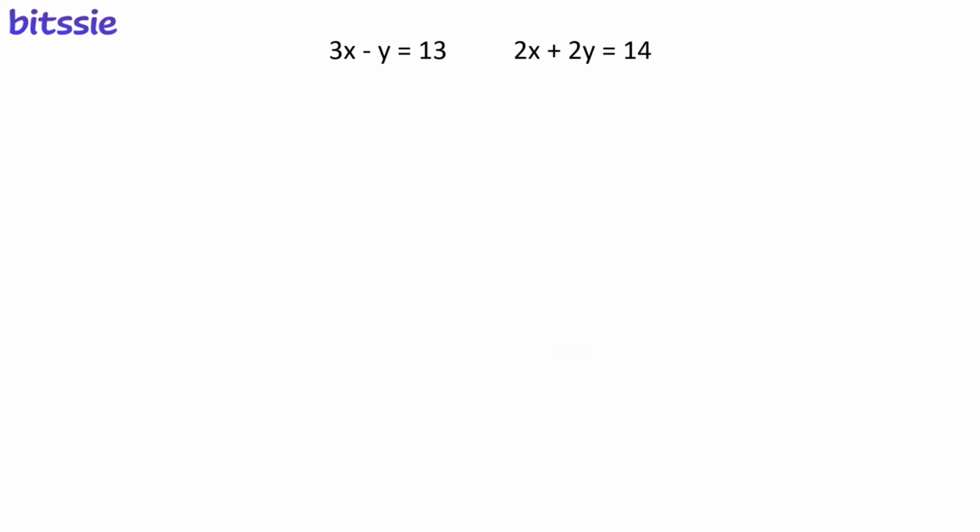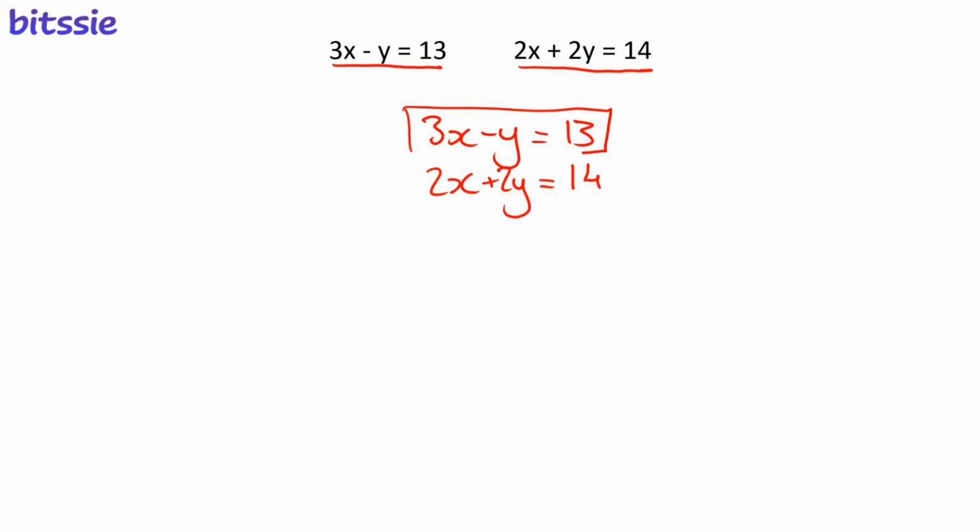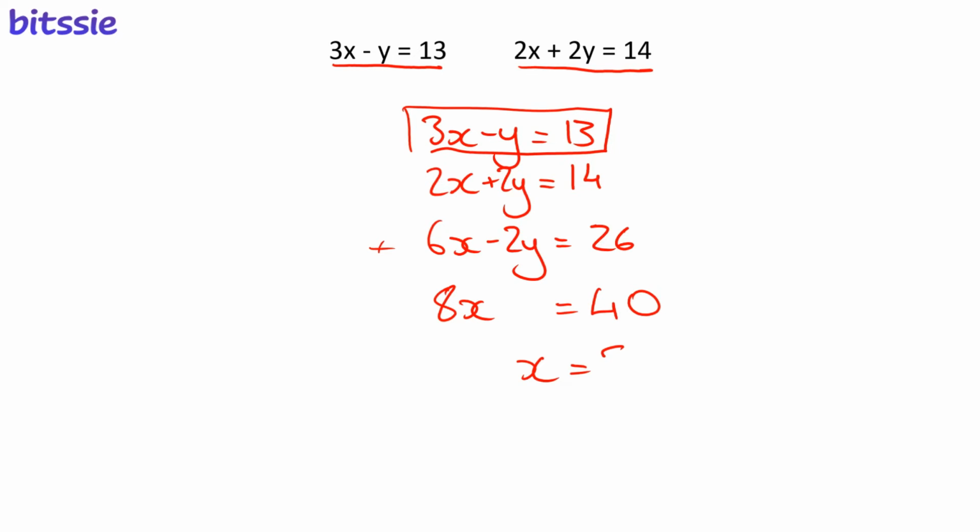On to question 4. Two equations are 3x minus y equals 13 and 2x plus 2y equals 14. Let's try the same method again. 3x minus y equals 13, 2x plus 2y equals 14. So we can multiply this whole equation by 2 to give us a 2 here. Hence 6x minus 2y is equal to 26. Add the two equations together, we get 8x is equal to 40, which means that x is equal to 5.